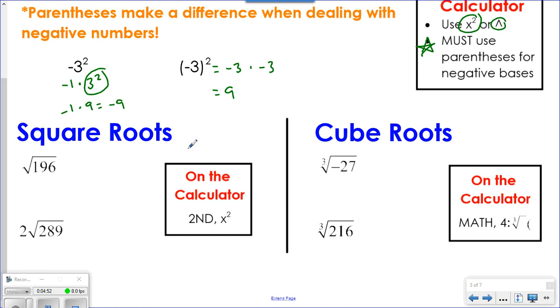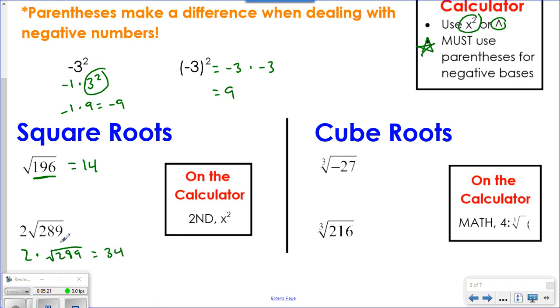When we take square roots, we're figuring out what number times itself gives us the number underneath the radical here. On your calculator, you're just going to hit the second and then the square root button and type in the number. So we do that with 196. We get 14. If you have a number on the outside, it's just 2 times the square root. We're multiplying, it's kind of like a coefficient there. And you can actually type that right into your calculator, 2 times, and then second x squared, 289, and we'll get 34.